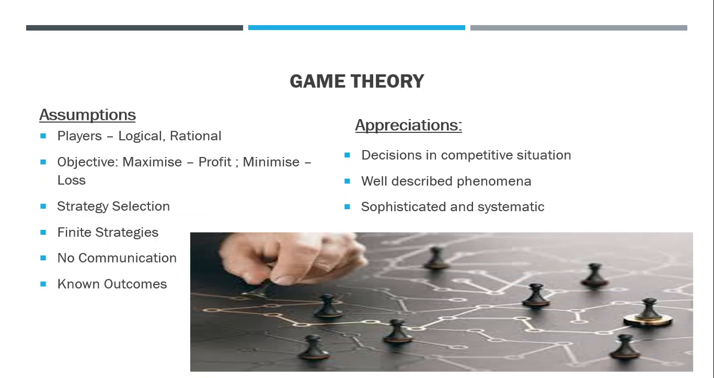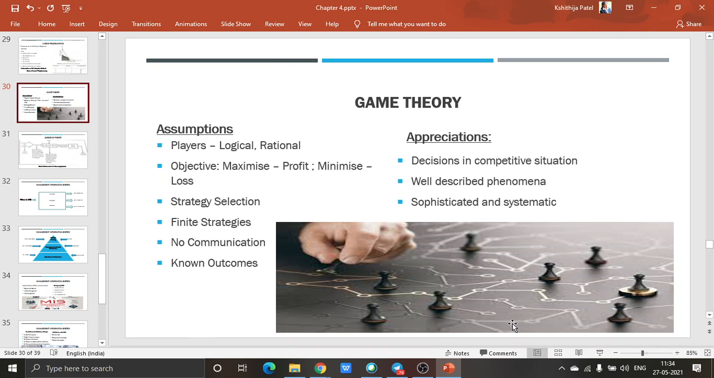Now the game theory was developed basically for use in wars so that actions of the army can be decided in the light of the actions taken by the opposite army. It was John von Neumann and Oscar Morgenstern, these two people, who developed game theory in the year 1944.